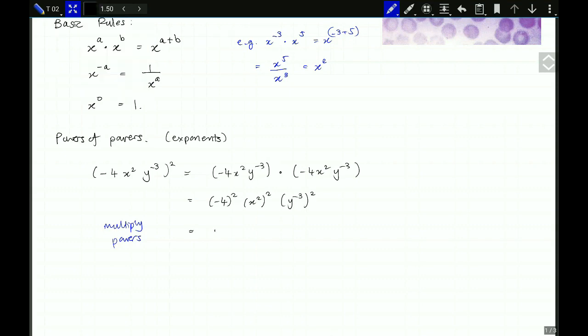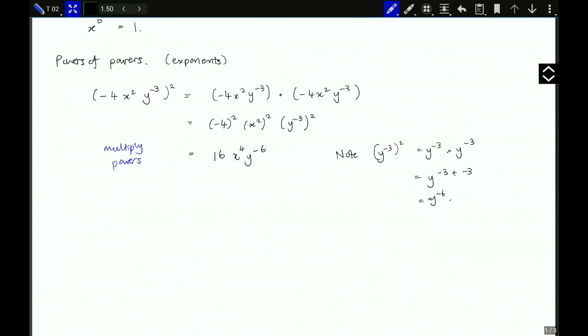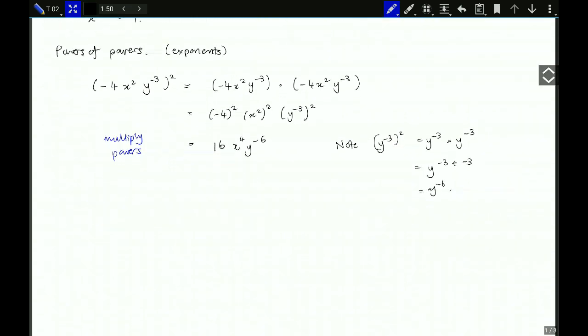We obtain that this is equal to 16, x to the 2 times 2, which is 4, and y to the minus 6, minus 3 times 2. So this is where the multiplication comes in. This minus 6 is minus 3 plus minus 3, which is the same thing as minus 3 times 2. And so finally this is equal to, if I like, I can write 16x to the 4 divided by y to the 6.